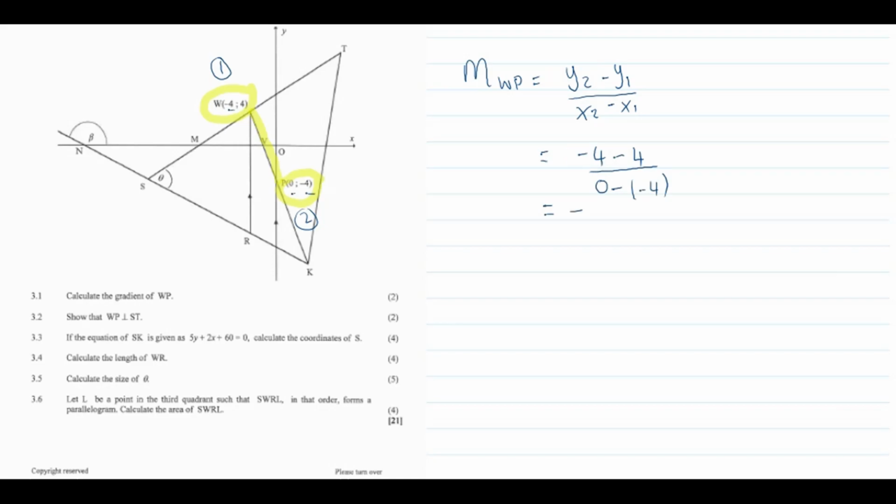And we find that the gradient for our line WP is equal to negative 2. Alright, this is our 3.1. We are done. Next question. Show that WP is perpendicular to ST.